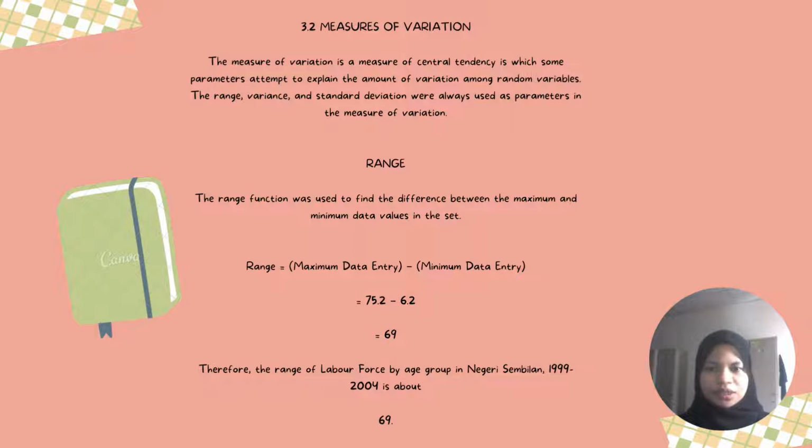Range. The range function is used to find the difference between the maximum and minimum data values in the set. Range equals maximum data entry minus minimum data entry, equals 75.2 minus 6.2 equals 96. Therefore, the range of labor force by age group in Negeri Sembilan 1999 until 2004 is about 99.